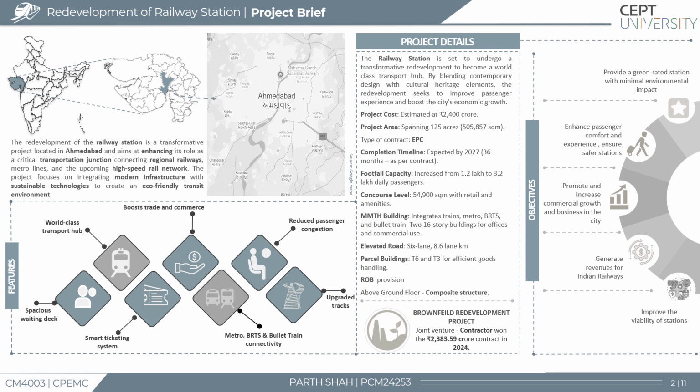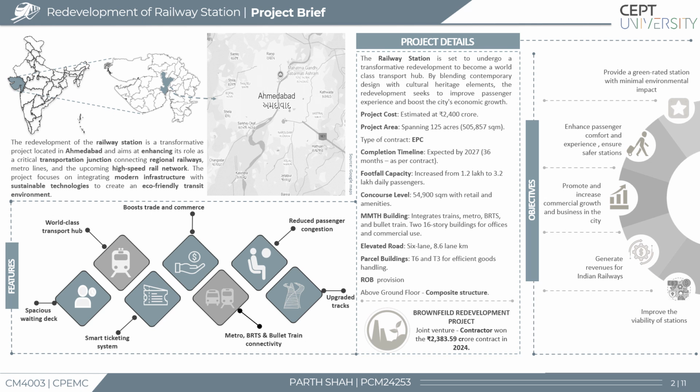These include two 16-story commercial towers that will accommodate offices and a concourse area spanning 54,900 square meters dedicated to passenger amenities and commercial activities. Additionally, a 6-lane elevated road with a total length of 8.6 lane kilometers is planned to facilitate smooth vehicular movement. Two parcel buildings are also a part of this redevelopment, designed specifically to improve the logistics and handling of goods.